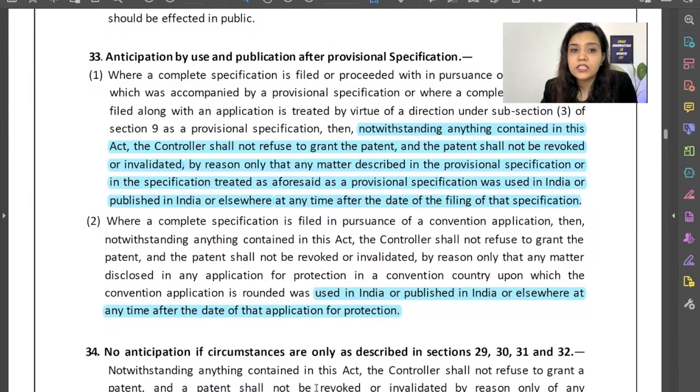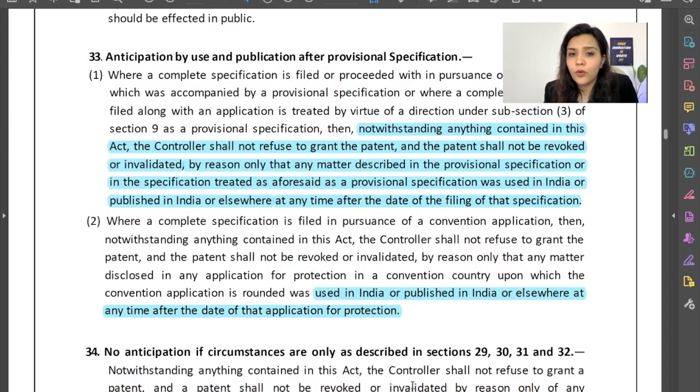It says anticipation by use and publication after provisional specification. So if you have filed a provisional specification and you are doing any use after your provisional specification, that is okay. In that case, anticipation would not be considered.